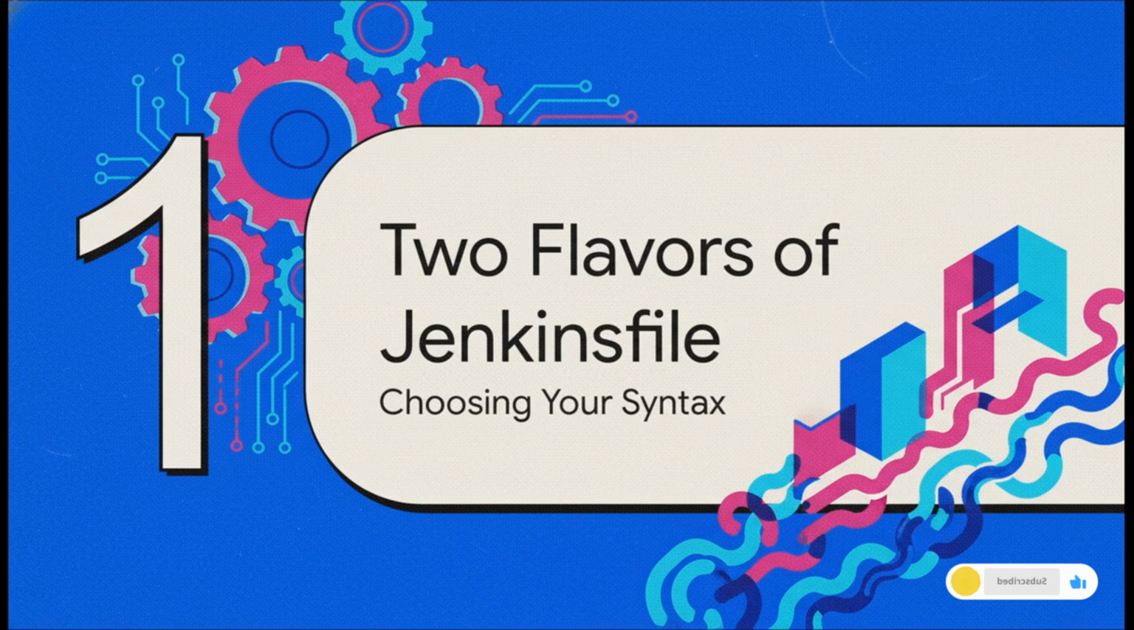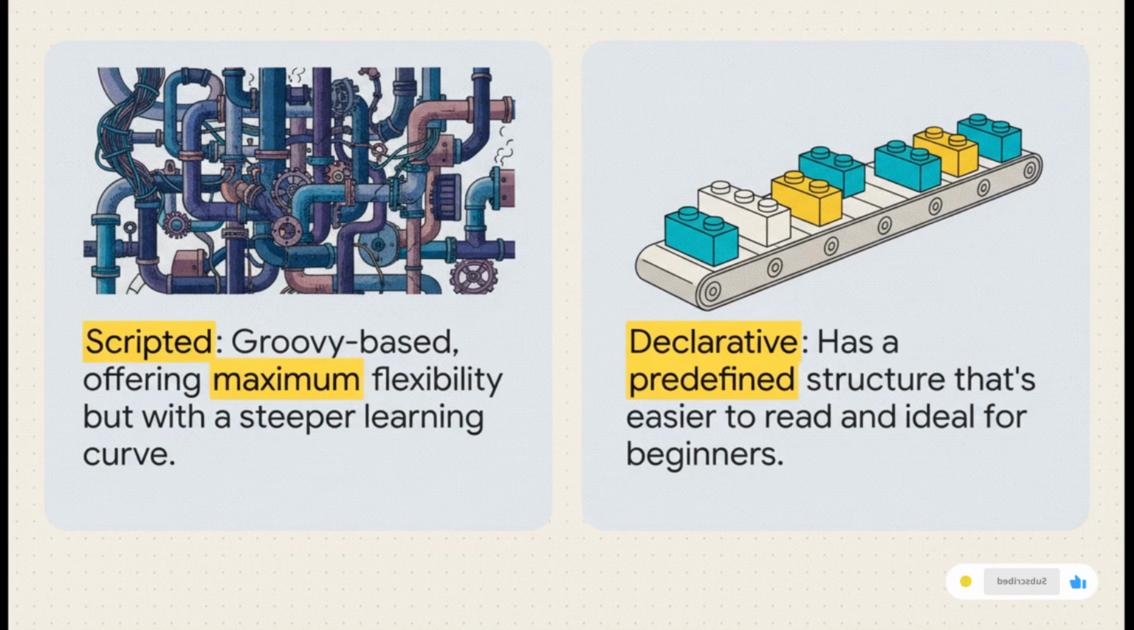Now, when you sit down to write this blueprint, you're going to hit your first fork in the road. See, there isn't just one way to write a Jenkinsfile. There are actually 2 different flavors or syntaxes, and you've got to pick one. So on one side, you have scripted pipeline. This was the original style. It's basically a full-on Groovy script, which means it's incredibly flexible. You can do almost anything. But that power comes with a pretty steep learning curve.